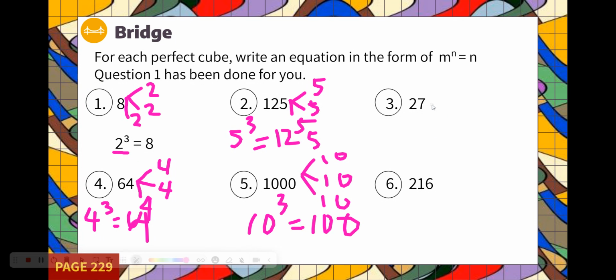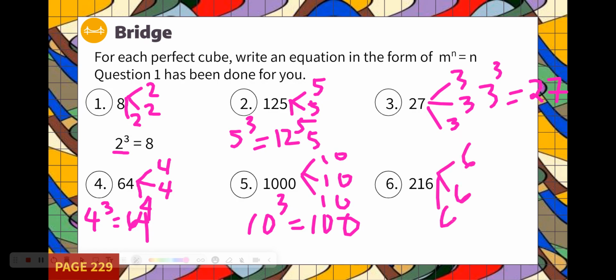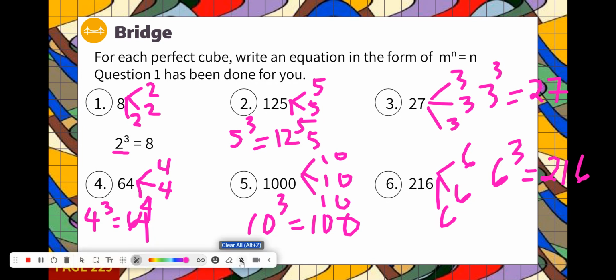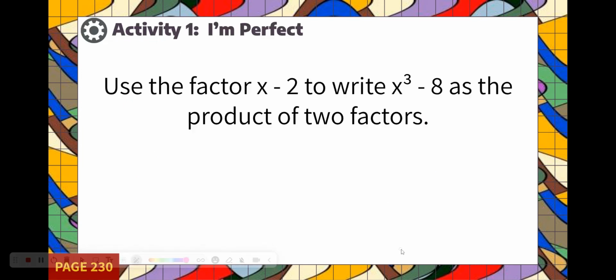Alright. Next, 27. If I say 27, that would be 3. 3 times 3 is 9, times 3 is 27. So that would be 3 cubed equals 27. 216. I would say 6. 6 times 6 is 36, times 6 is 216. So the answer is 6 cubed equals 216. Alright? Okay, let me erase everything so we can go next.